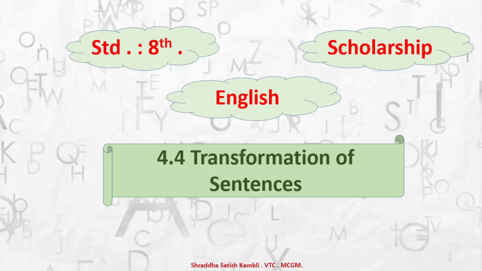Now, what is a sentence? What is the meaning of a sentence? A sentence means a group of words which are written together and which make some sense. So you cannot just write some words together and say that this is a sentence. The words have to make sense when they're written together. This group of words which is called a sentence, sometimes we make changes in those sentences. And that is called transformation.